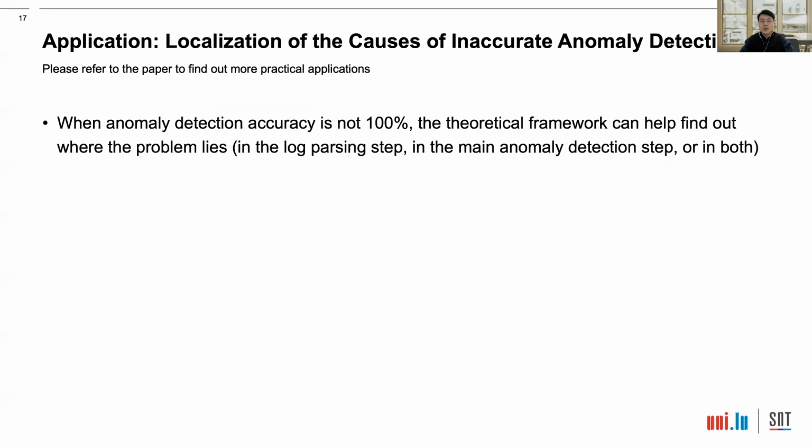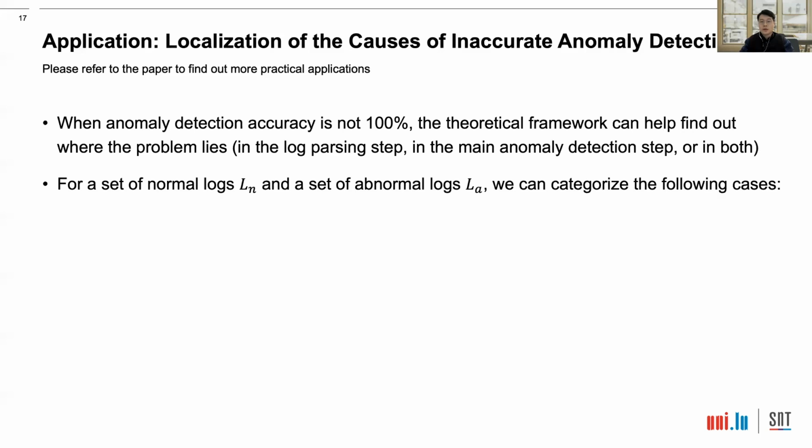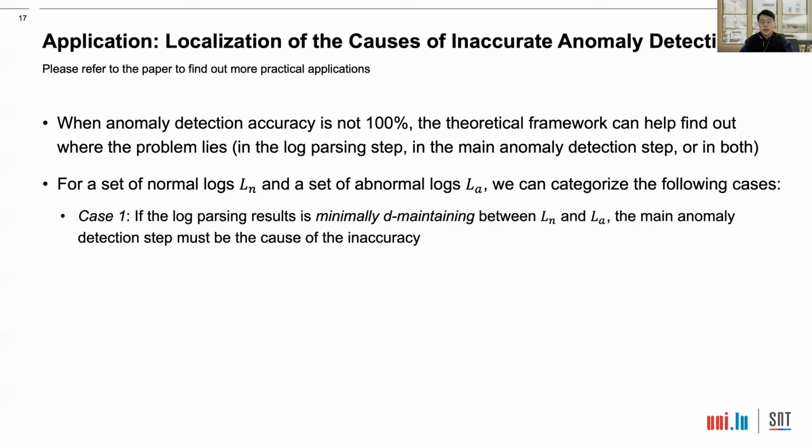One of the applications of this theoretical framework is the localization of the causes of inaccurate anomaly detection results. When the anomaly detection accuracy is not 100%, this theoretical framework can help find out where the problem lies: in the log parsing step, in the main anomaly detection step, or in both. Specifically, we can categorize three cases. First, if the log parsing result is minimally distinguishing, meaning that it's ideal for anomaly detection, then the main anomaly detection step must be the problem.